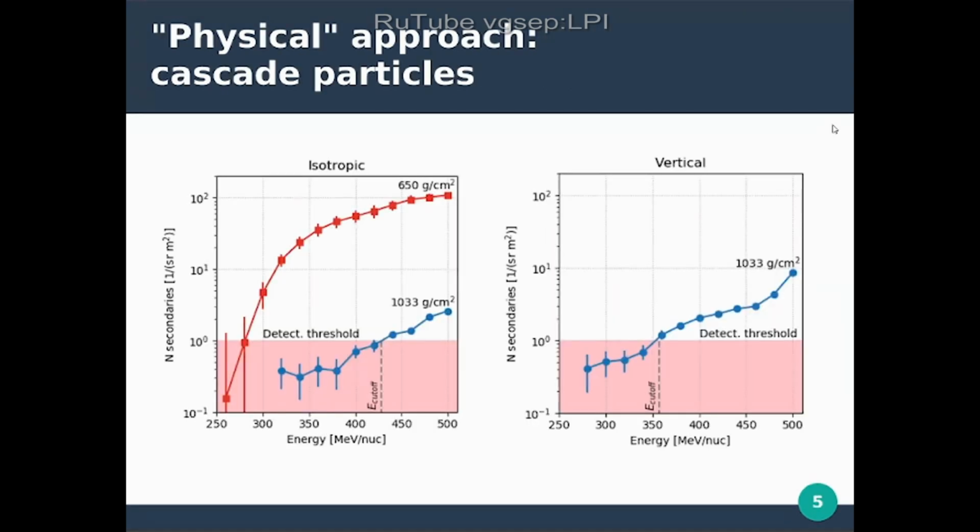About this physical approach, you see the number of incident secondary protons from one cascade induced by an energetic primary proton as a function of the energy of this primary proton. So we set this detection threshold, and this is how we estimated the cutoff. This blue line corresponds to the sea level, and the red one corresponds to about 3 kilometers of elevation. We also played with the angular distribution. We took the isotropic and vertical ones, but isotropic is more realistic for our case.